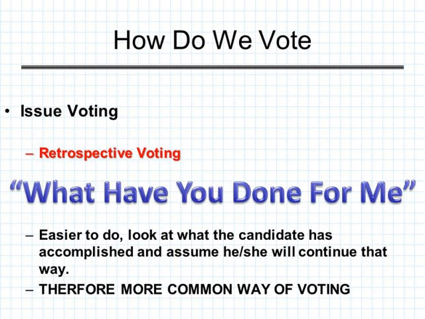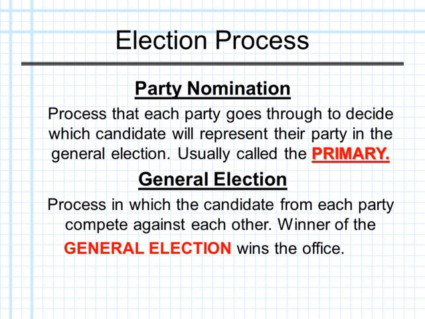call issue voting. So make sure you understand the difference between split ticket voting, straight ticket voting, and also understand what we talk about when we talk about Americans being issue voters. And if they're voting based on issues, understand there's two types of issue voting, prospective voting and retrospective voting.